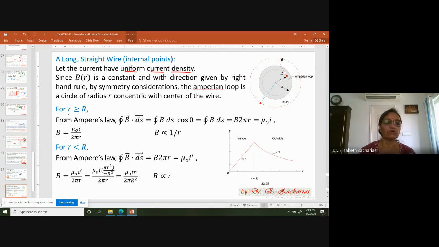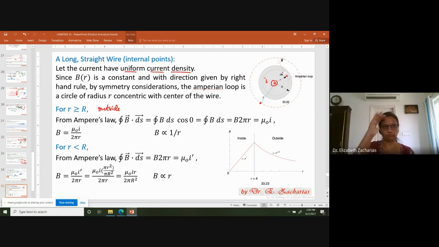So let's find out at a point outside. At a point outside, let's get the magnetic field. So make your Amperian loop. And let us say that the current is coming out. Okay, this is the current.